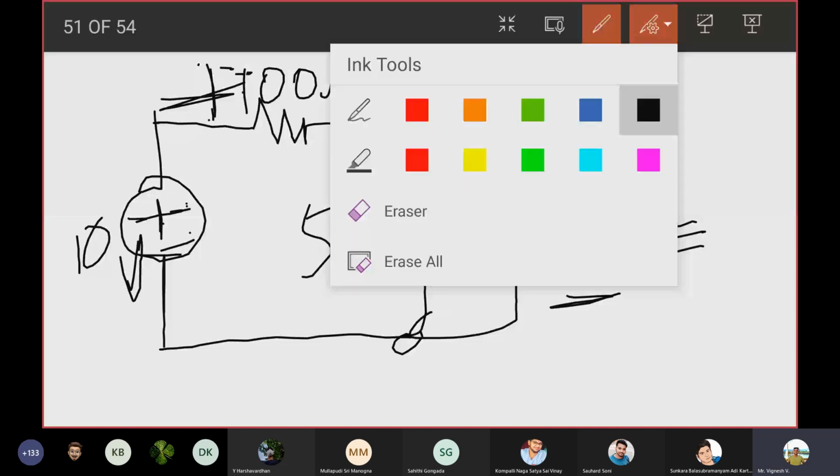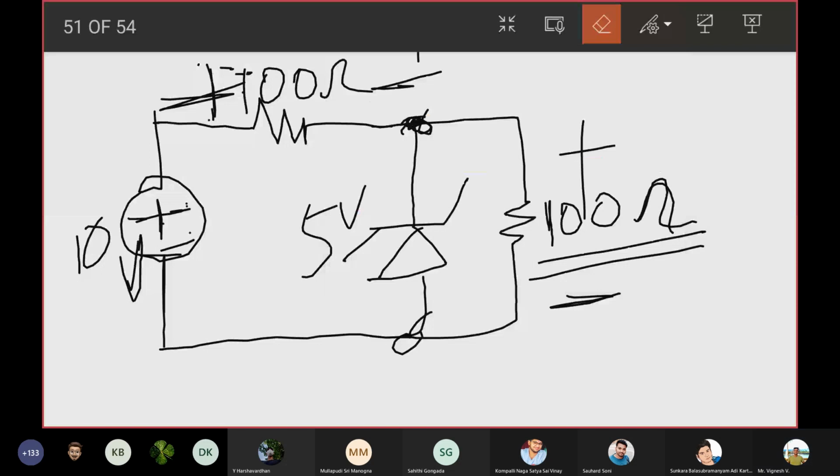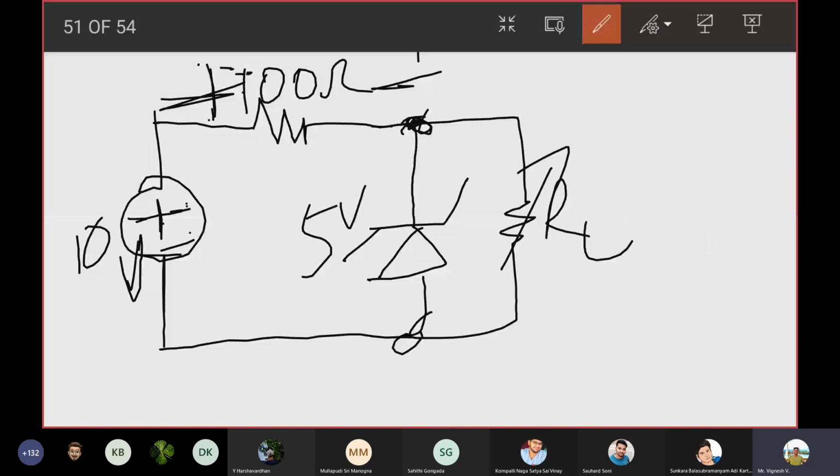For people who know the concept, you would have understood, right? If you have equal resistors, then the voltage is divided equally. Since the Zener voltage is 5 volts, you of course should have RL equal to 100 ohms. Okay. Next, how will you find out what is the maximum value of RL that you can have?